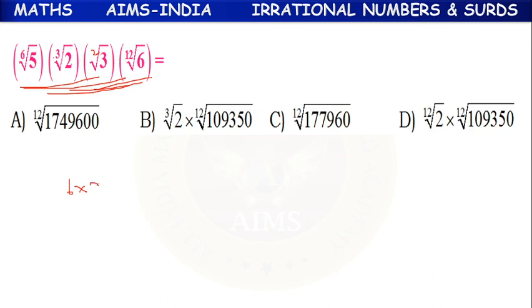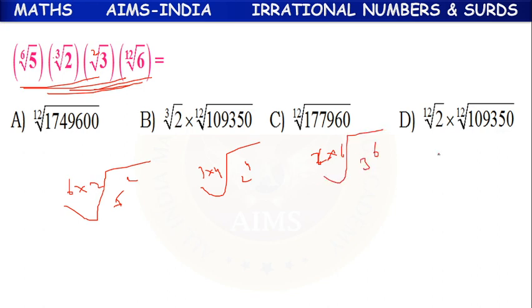Means first one to be multiplied by 2. So 5 power 2. Second one to be multiplied by 4. 2 power 4. Third one to be multiplied by 6. So 3 to the power of 6. Fourth one already has the 12th root, no need to multiply. Now all of them are 12th roots. So we can write them under the same root.